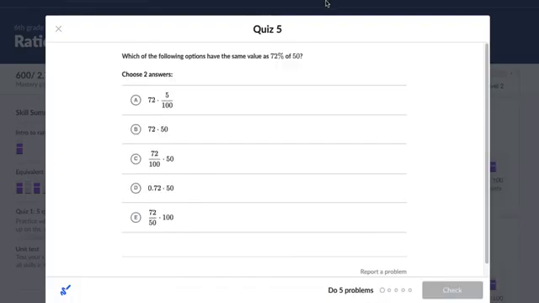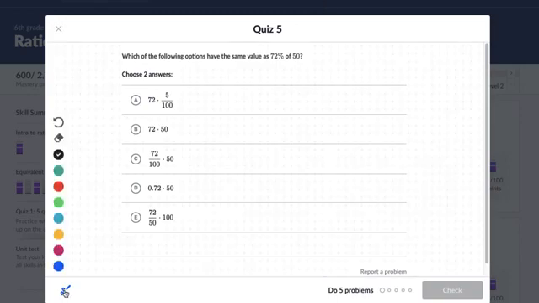Let's look at some problems as an example. This problem asks us which of the following options have the same value as 72% of 50. And you need to choose two answers. Go ahead and pause the video and see if you can solve this on your own first. Okay, so let me set up my pen.